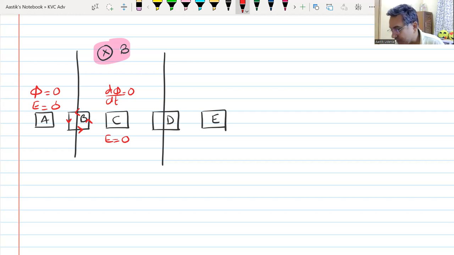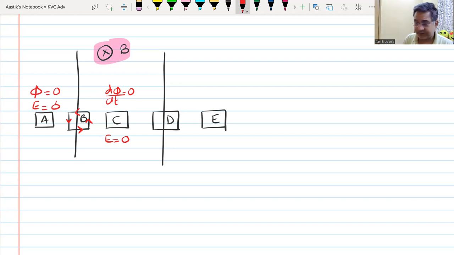We move on to the fourth case, case number D. We again ask ourselves the same question. Is there a flux linked in the coil? Yes. Is the flux changing with time? Yes, sir. Increasing with time or decreasing with time? Decreasing with time. So we need to increase it. How can we increase it?